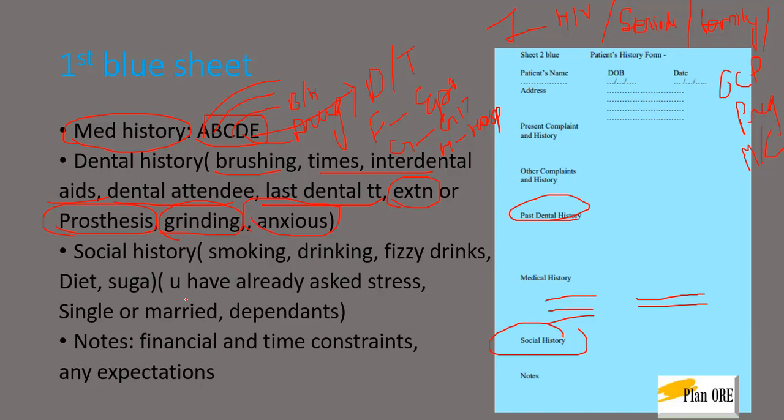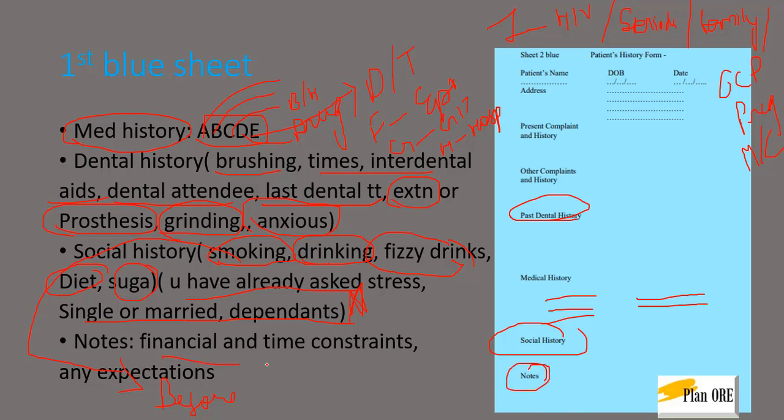You then come to the social history, where you remember that you have asked a few questions before, so you don't need to repeat them. Now you ask about the smoking, as to whether he smokes and how many cigarettes per day since how many years. If he says that he doesn't smoke, make sure that you ask did he smoke before. Drinking, how many units per week, what kind of alcohol. Fizzy drinks, that is the acidic content, low, high, medium. Diet, well balanced or vegetarian. Sugar content, low, high or medium.